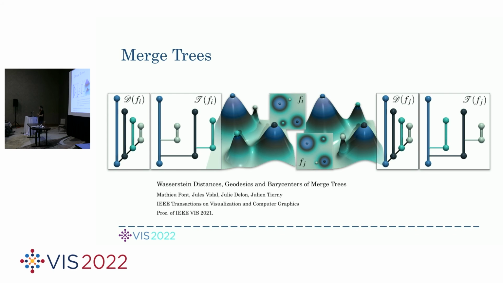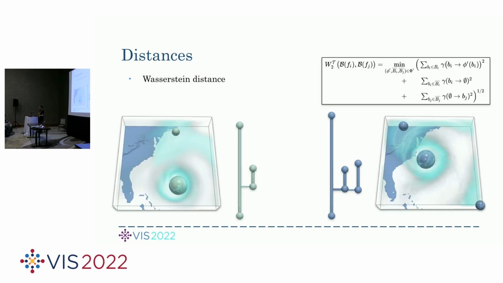So in this tutorial, I will present briefly some methods that are proposed in the paper Wasserstein distances, geodesics, and barycenters of merge trees, and how to use them in TTK and ParaView. So in this paper, we propose a new distance between merge trees, a new metric that we call the Wasserstein distance between merge trees, because it is closely related to the Wasserstein distance between persistence diagrams.